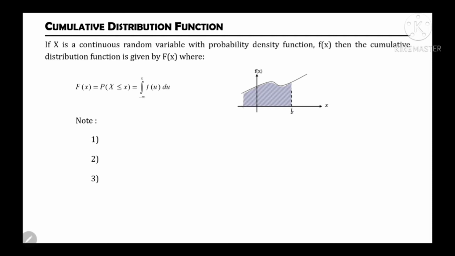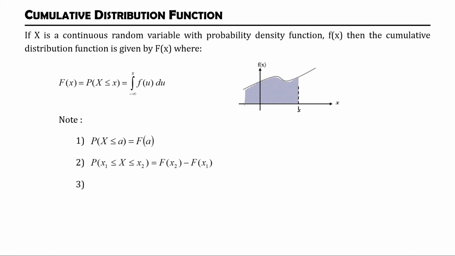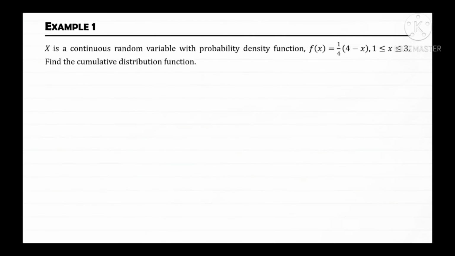And this is the graph for the cumulative distribution function. Note that probability X less than or equal to a is denoted as F(a), and probability x1 less than or equal to X less than or equal to x2 is F(x2) minus F(x1), and probability f(x) equals the derivative of the cumulative, F prime of x. Example 1. X is a continuous random variable with probability density function f(x).